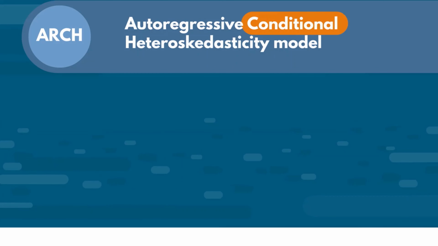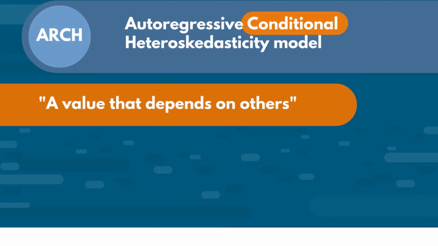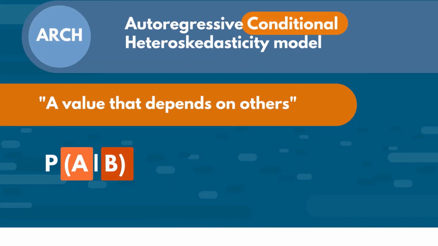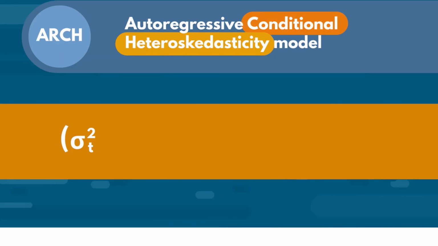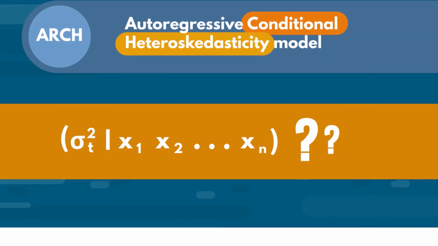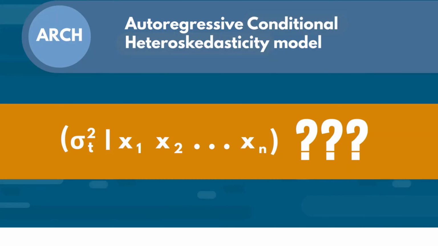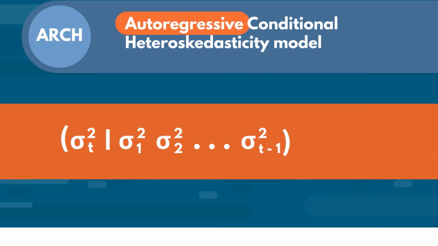Next up is conditional. In Bayesian inference, a conditional value is one that depends on others. The simplest example of this is conditional probability, where the likelihood of one outcome varies when conditioned to other outcomes. All right. The combination between conditional and heteroskedasticity suggests we will be dealing with variance, which is dependent on other values. But what might these values be? Well, herein comes the autoregressive part. We'll be using past values to measure variance, which is conditional on the variance of past periods.